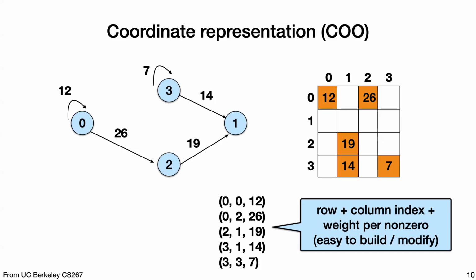It's called coordinate representation, and it's just a list of row index, column index, and weight. If you have a dense matrix form, it is really easy to write this out, because you just iterate through this entire thing, and if you see something, you output it as a tuple.